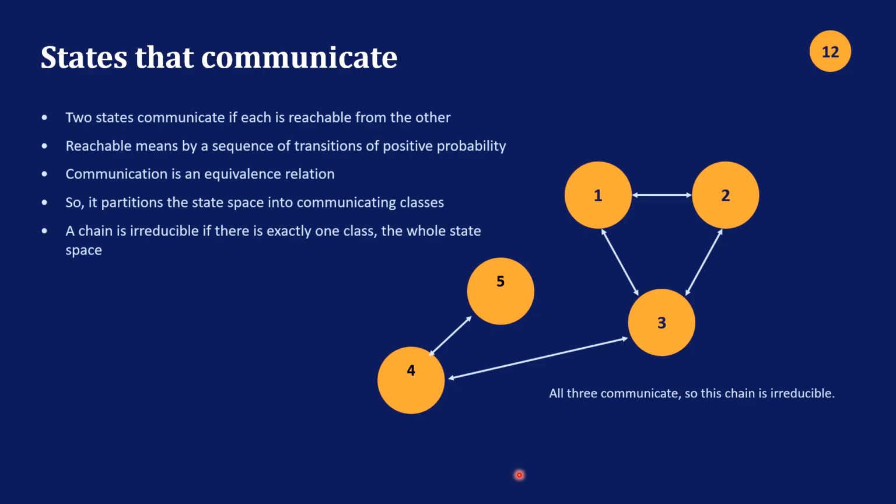However, if I removed this line here, let me just cross it out. So let's say this wasn't here. Then you would have two communicating classes, 1, 2, and 3, and then 4 and 5. And you wouldn't have any way of getting between 4 and 3 if we remove this link here.